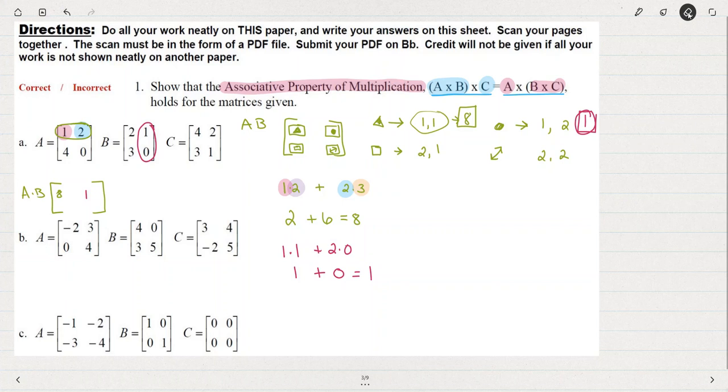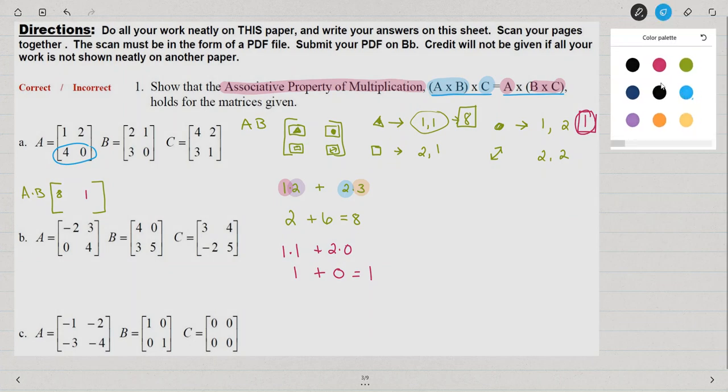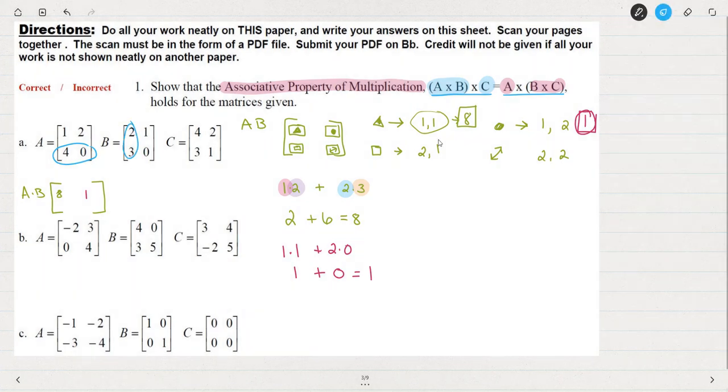Then let's move to row 2. So row 2, column 1, 4 times 2 plus 0 times 3 gives us 8 plus 0, or 8. So we have another 8.